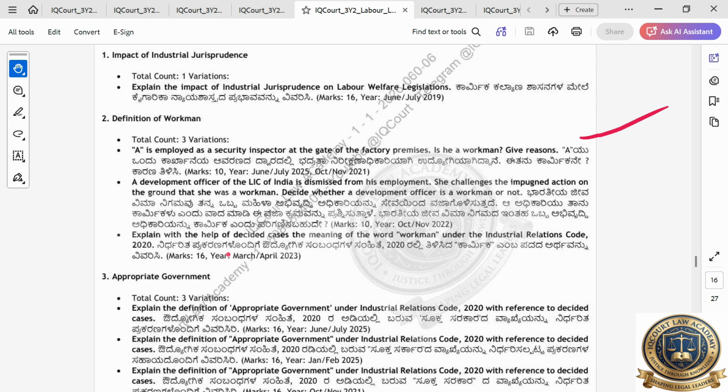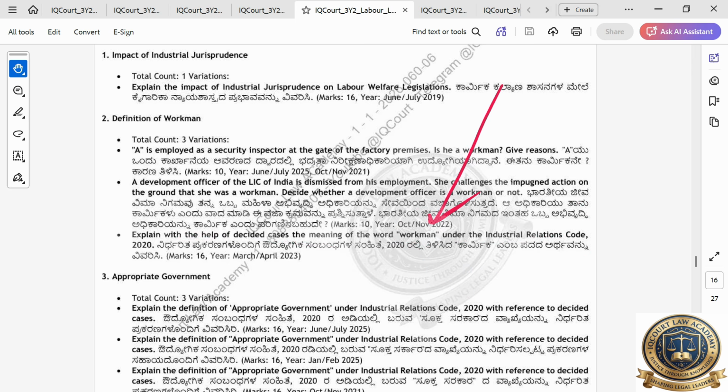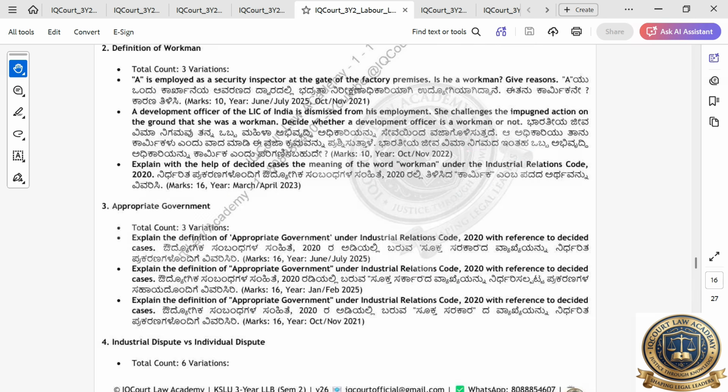This is the problem: Explain with the help of decided cases the meaning of the word workman under the Industrial Relations Code. See, now they're not going to ask this question. They will change the word. Now it has been changed to worker. In the exam, you have to write it as worker. Even though they mention workman, you have to change it to worker. As per the new syllabus, it is worker, gender neutral. This question also they may ask in the problem.